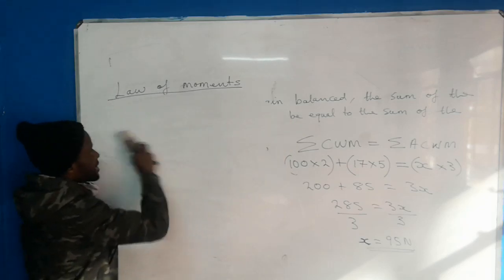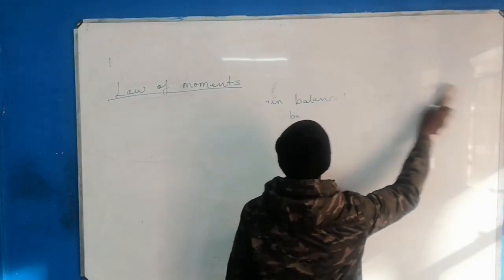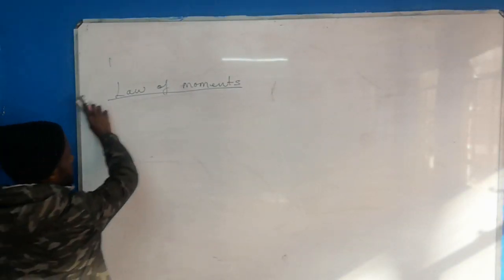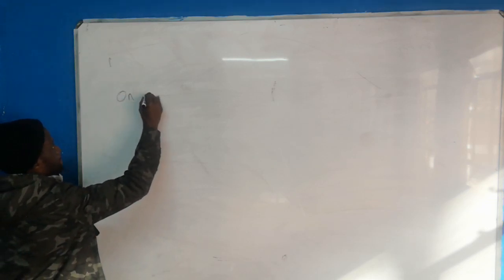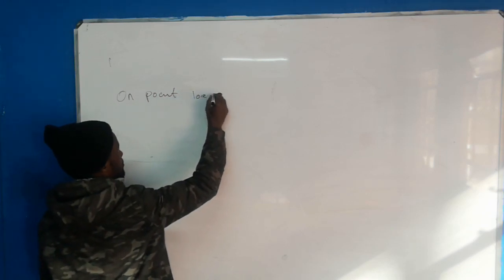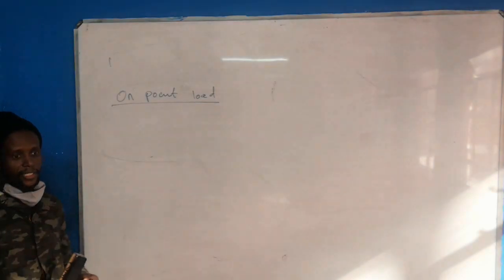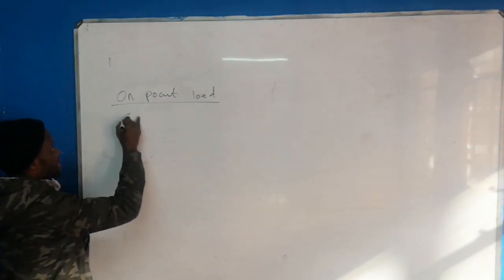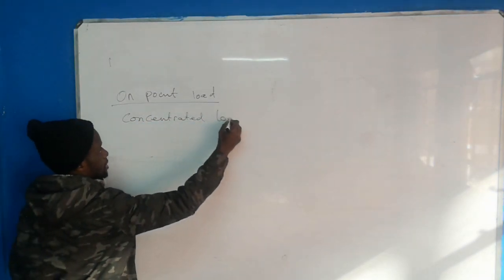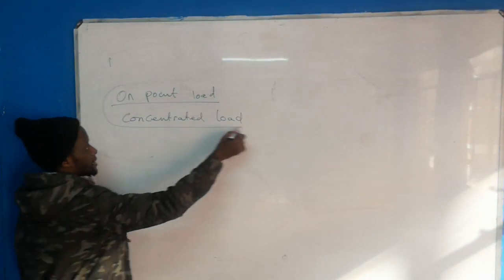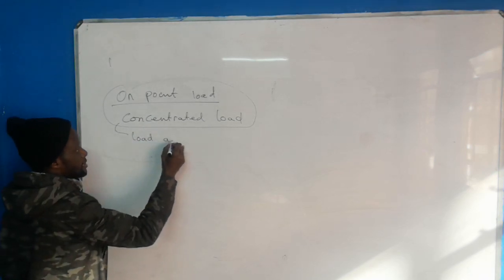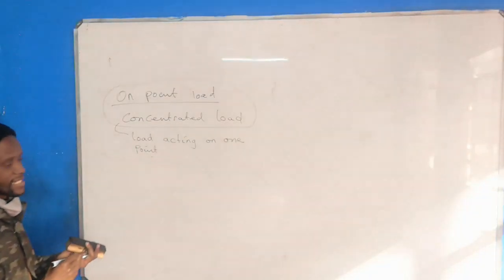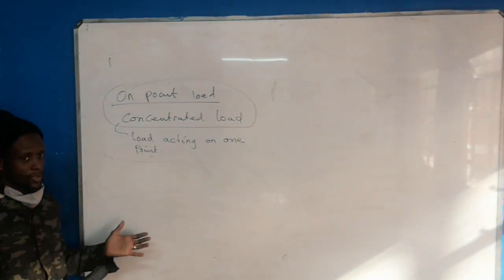Now, all these forces that we have looked at for now, the 95 and all those, are direct forces. On point loads. All those, the 100, the 17, even the x, the one we found out to be 95, that is an on-point load, or they might call it a concentrated load. Load is just something that is pushing down. It's a load acting on one point. It is only acting at exactly that point where it is indicated. It's a concentrated load or an on-point load.